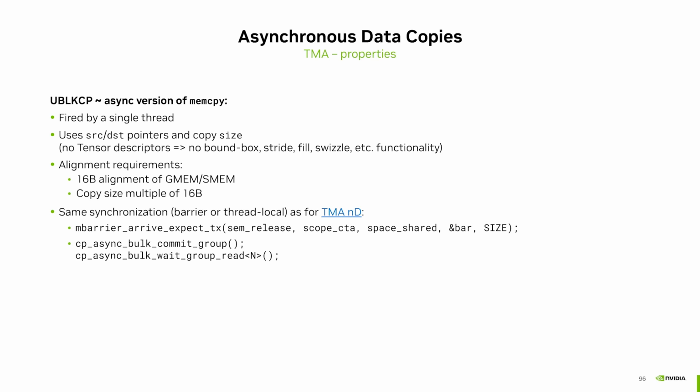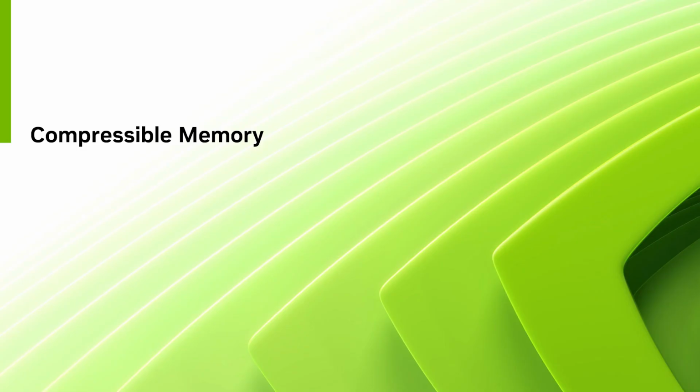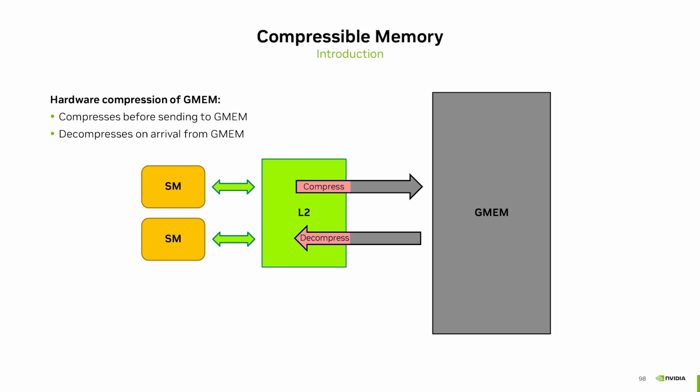And now I'm going to switch gears again and talk about compressible memory. Compressible memory is a hardware-supported feature that allows you to essentially compress data in global memory. So conceptually, what happens is that when data is being loaded from global memory, it is decompressed on arrival. And when stored to global memory, it is compressed before departure.